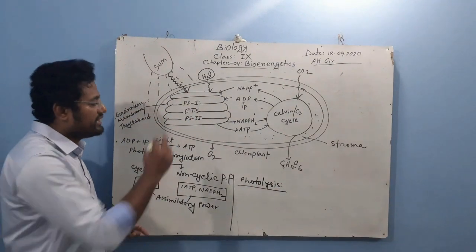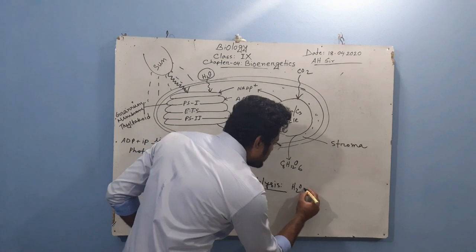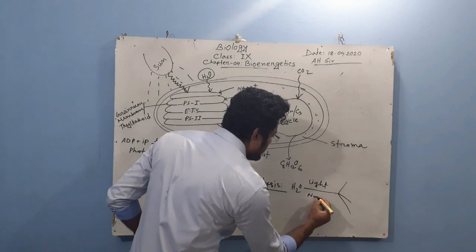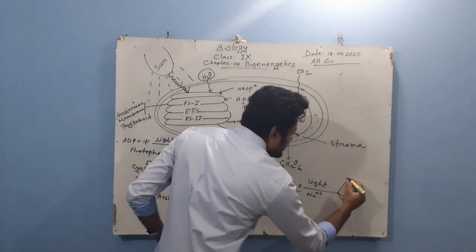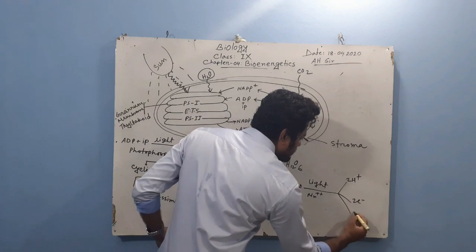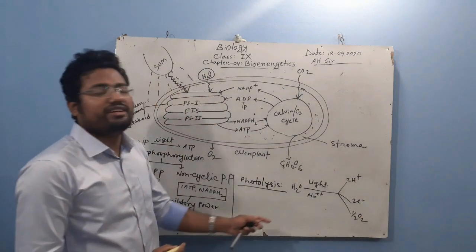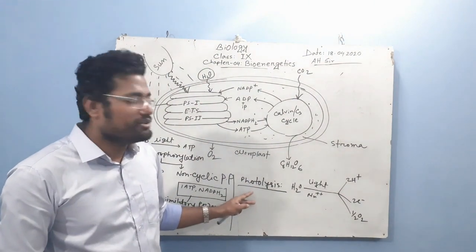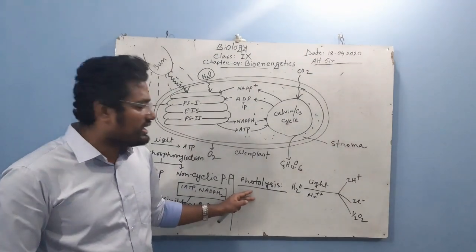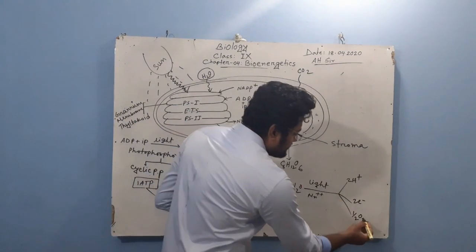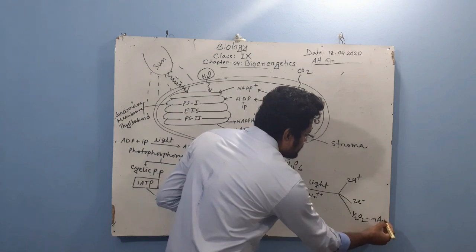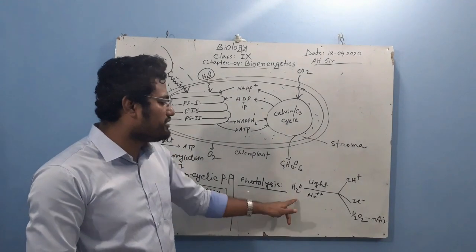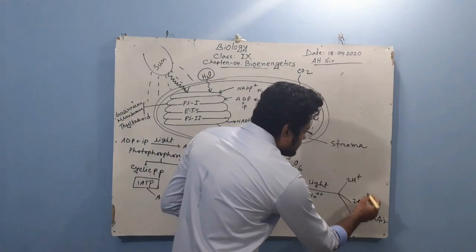What is photolysis? In the light phase, water breaks down in the presence of light and manganese ion, creating 2 protons, 2 electrons and half an oxygen. This water breakdown process carried out in the light phase is called photolysis. In the presence of light, water breaks, which is called photolysis. In the photolysis process, half an oxygen is produced, which goes to the air. We know that in photosynthesis, oxygen is produced from water, and 2 electrons and 2 protons are produced.